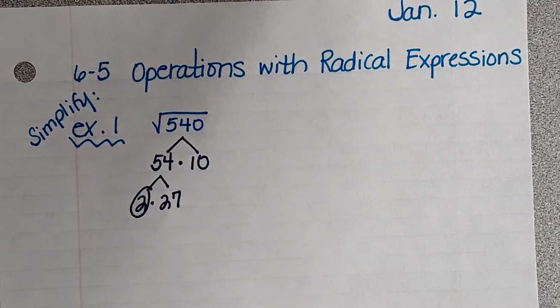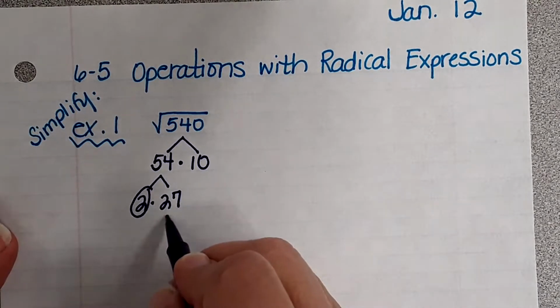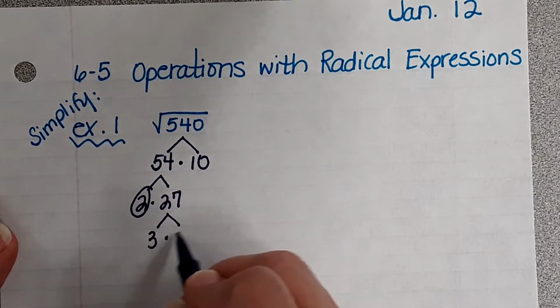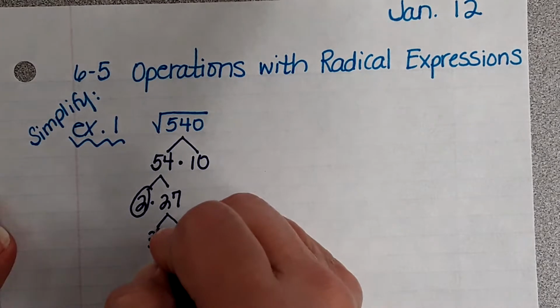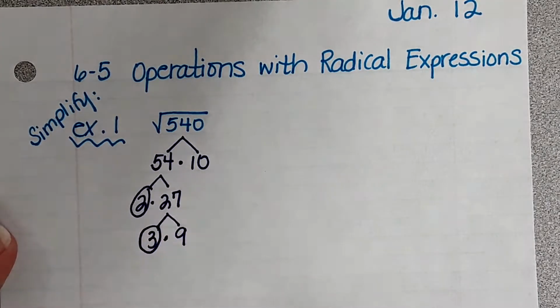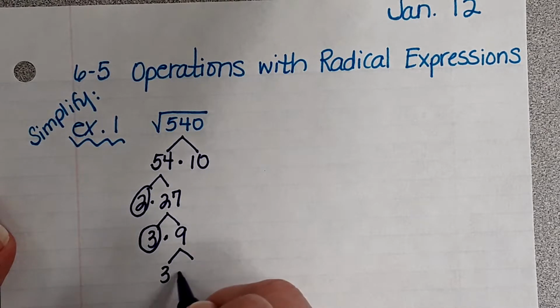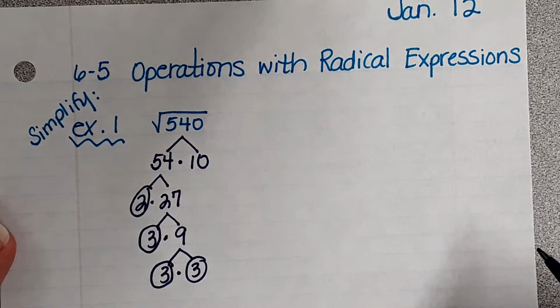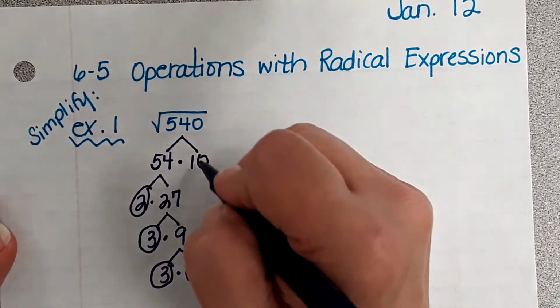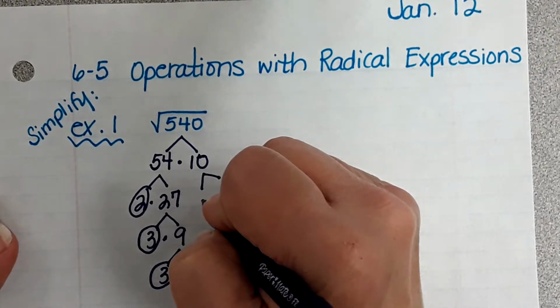Okay. What are two numbers you can multiply to get 27? 9 and 3. Okay. Any of those prime? 3. Okay. What are two numbers you can multiply to get 9? 3 and 3. Okay, now we're going to go back to 10. What are two numbers you can multiply to get 10? 5 and 2. Okay.